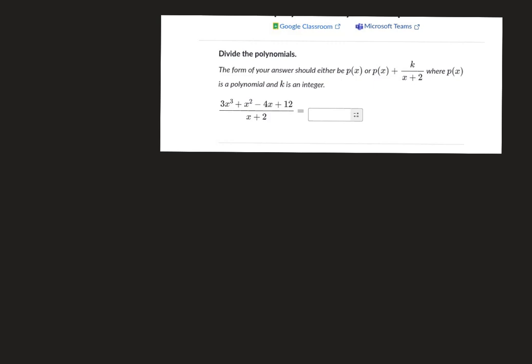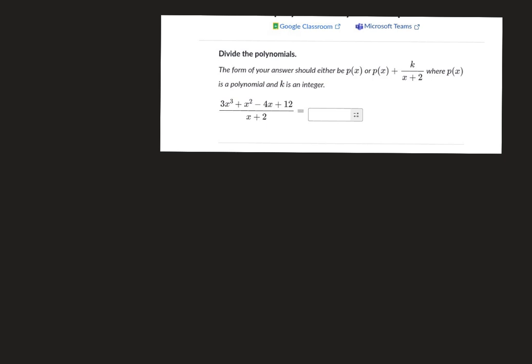All right, so we have ourselves a division problem here. It says they want us to divide this by this, and it should be in the answer of either p of x or p of x plus this, where k would be like your remainder. Okay, so let's go ahead and do this. I'm going to do it in long division first, and then I'm going to do it in synthetic.